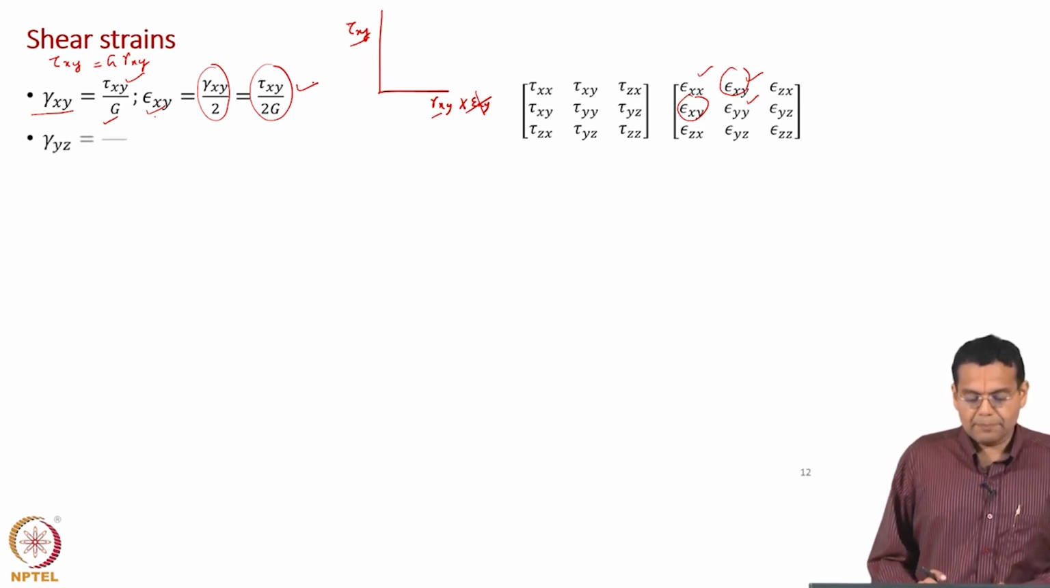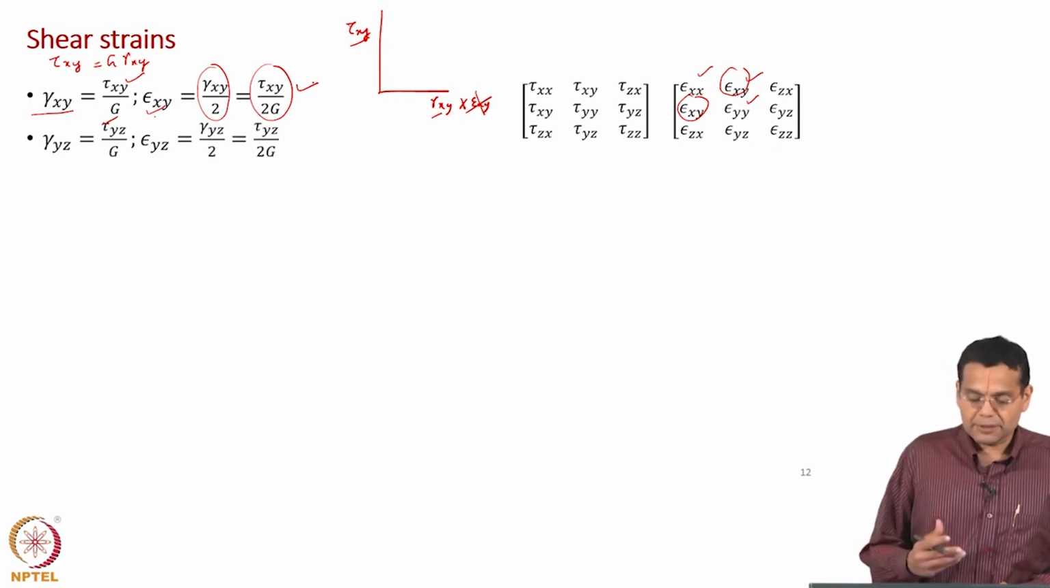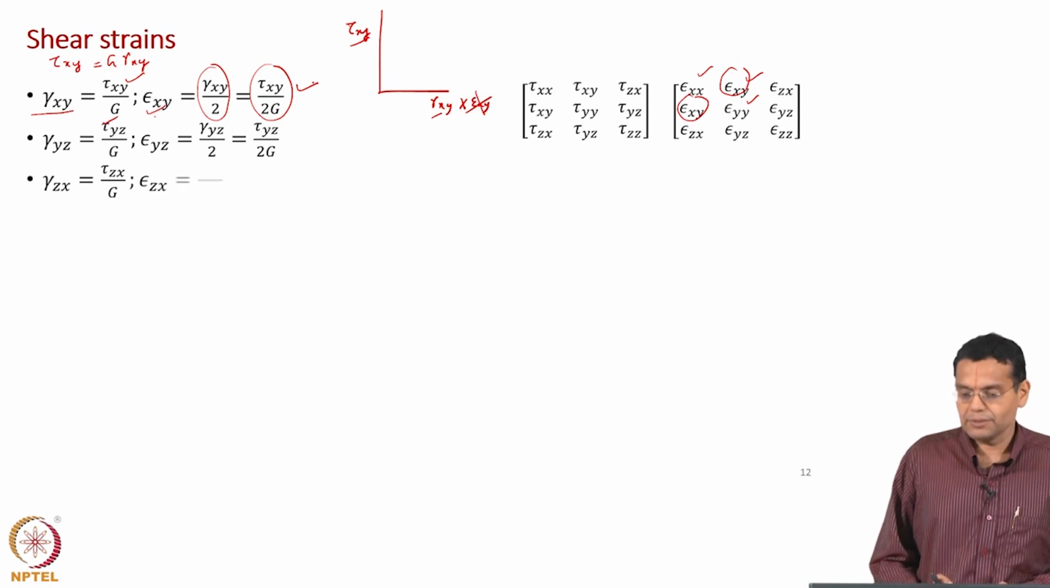Similarly, we can write expressions for gamma yz as tau yz by G. You can write the expression for epsilon yz also as tau yz by 2G. Similarly, for gamma zx also.